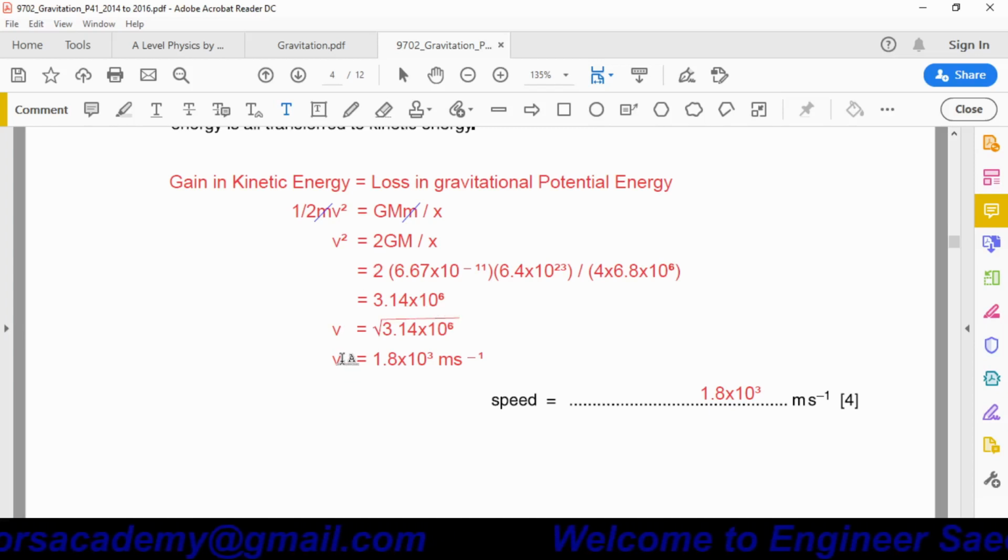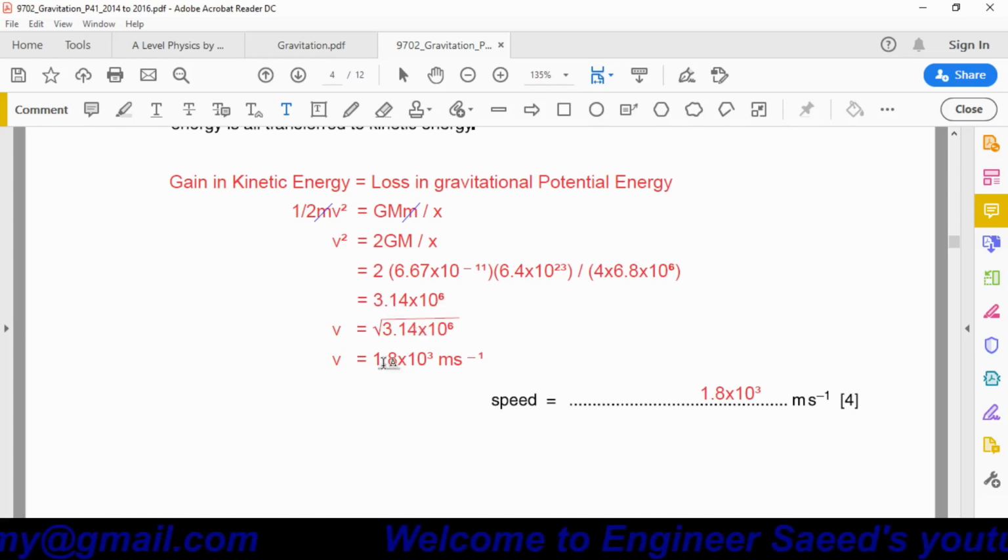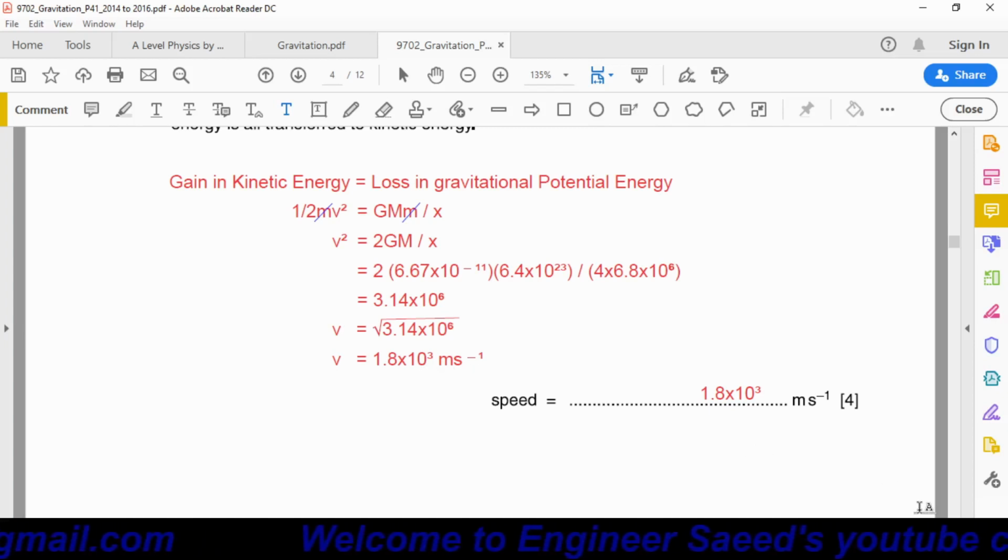We have to calculate the value of v. We have to calculate velocity, so we take the square root of this value, and by taking the square root we get v is equal to 1.8 times 10 power 3 meter per second.